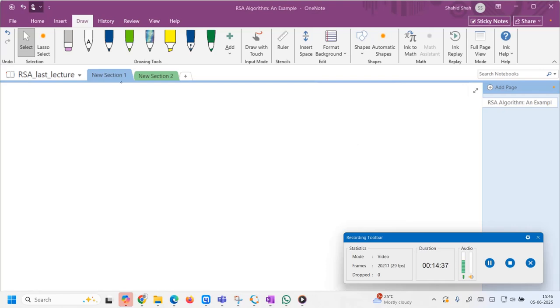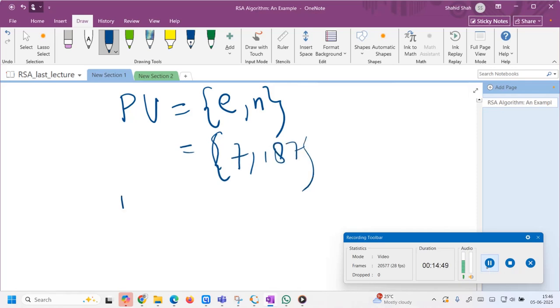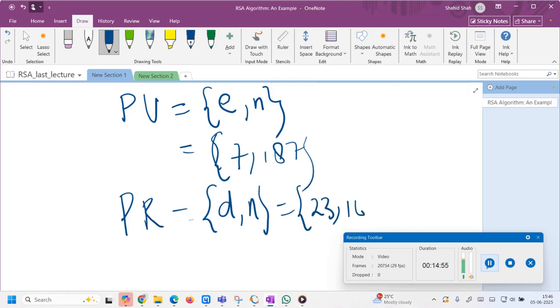Now, in terms of public key cryptography, what is your public key? Remember that we wrote the public key as E comma n, which becomes 7 comma 187. Similarly, what is the private key? It is D comma n, which is now 23 comma 187.